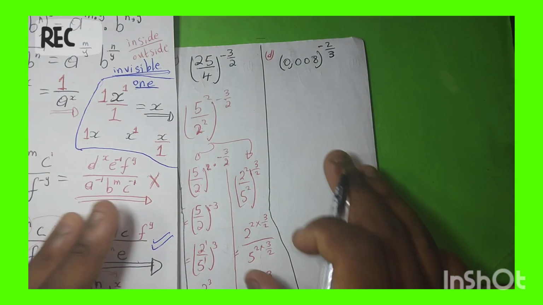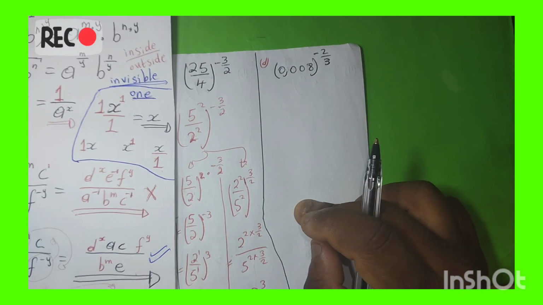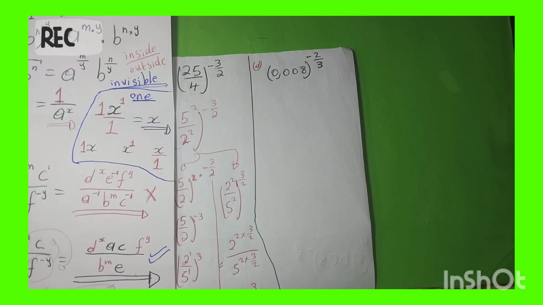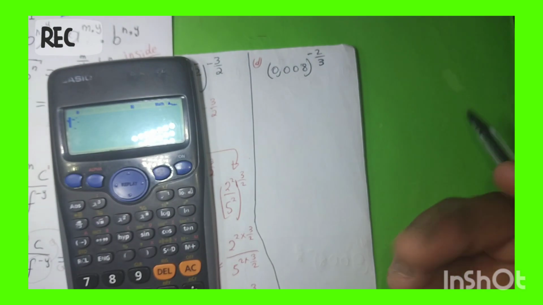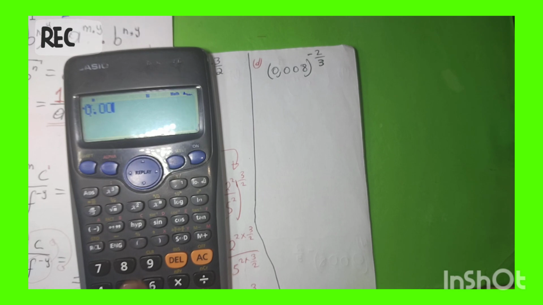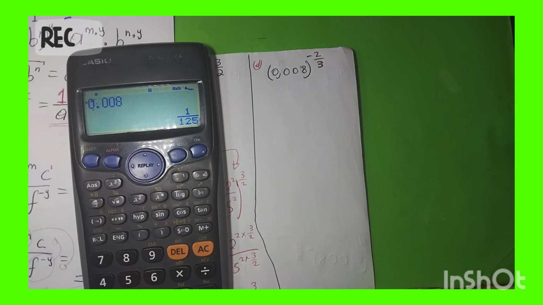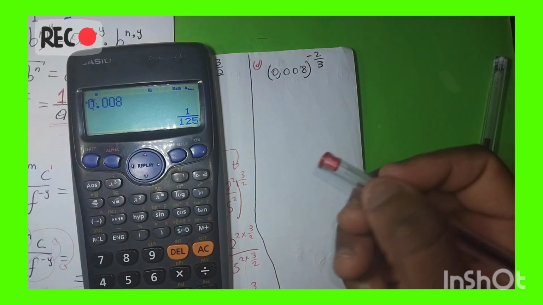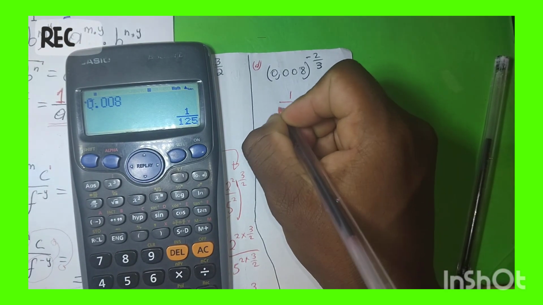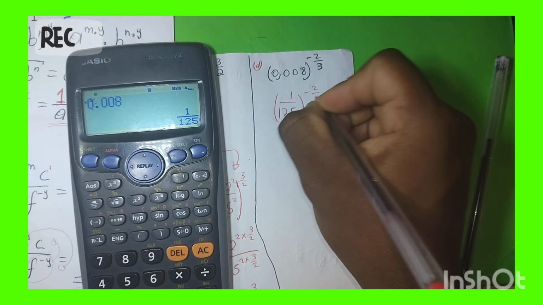There's our last question. Imagine yourself, you come across this question in a test. What will you do? Guys, when you see a decimal, don't get confused. Press your decimal on your calculator, then say equal. This is what you should get. You should get a fraction, as you can see, which is 1 over 25, to the power of minus 2 over 3.